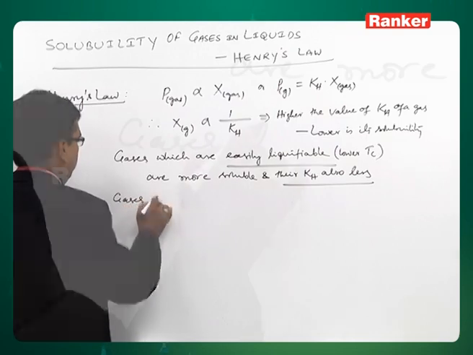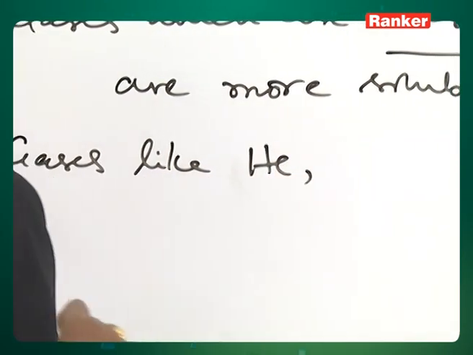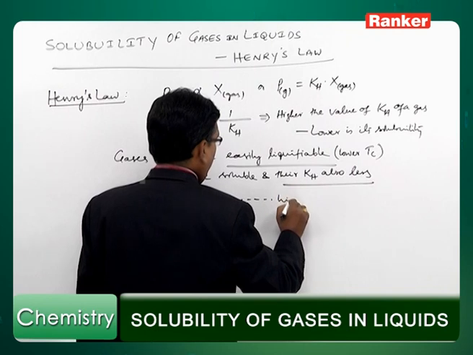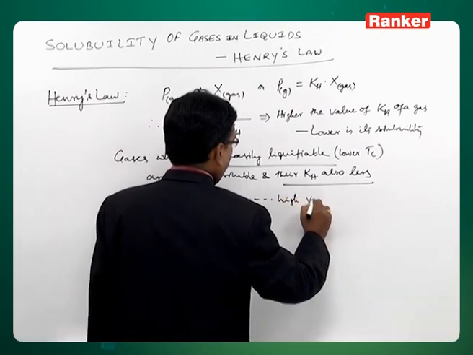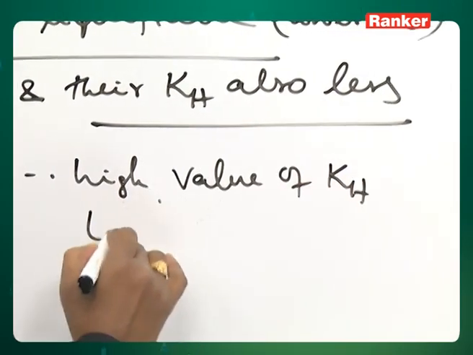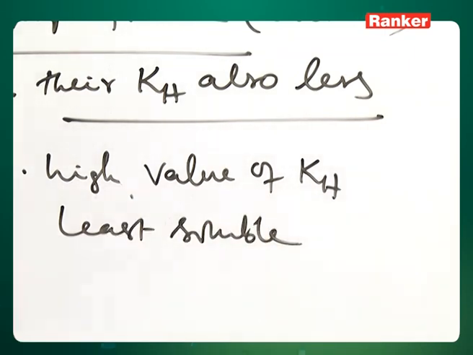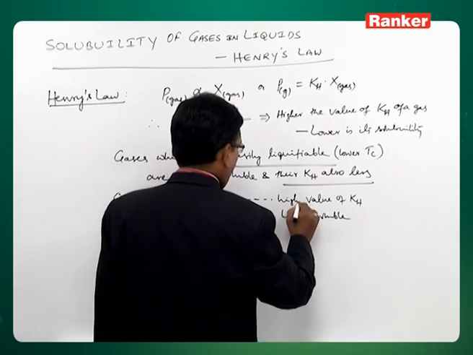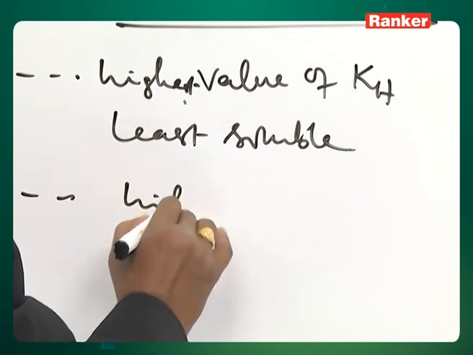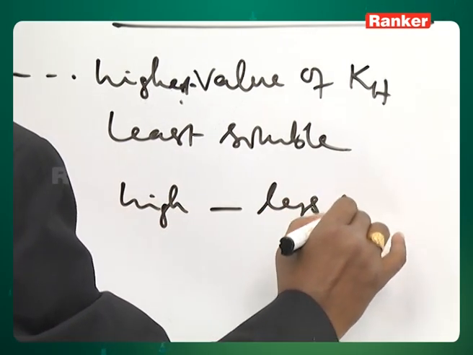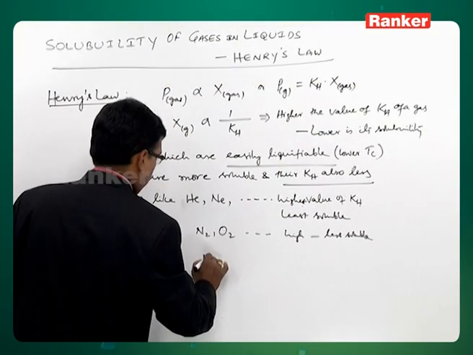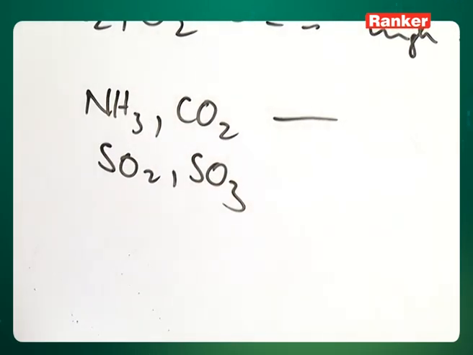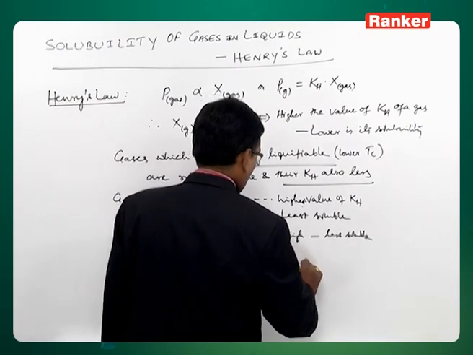Gases like helium and neon are the gases with a high value of Kh and are least soluble. Gases like nitrogen and oxygen also have high Kh and are less soluble. Gases like ammonia, carbon dioxide, sulfur dioxide, sulfur trioxide, and so on have low Kh values and are more soluble.